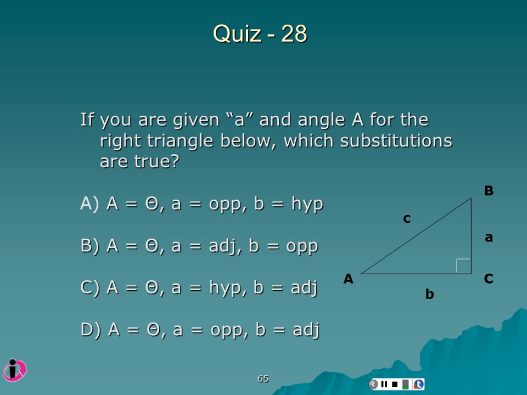So let's say this is your theta right now. A is your theta. If A is your theta, what is a small a? It must be opposite, right? So A is theta, so a small a must be opposite. So that rules out option B and C, because in option B, A is adjacent, and that cannot be possible, right? In option C, A is hypotenuse. That's also impossible. So now we are reduced to only A and D.